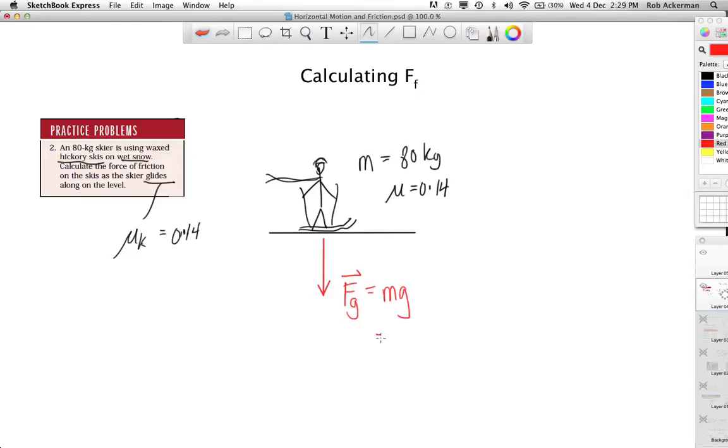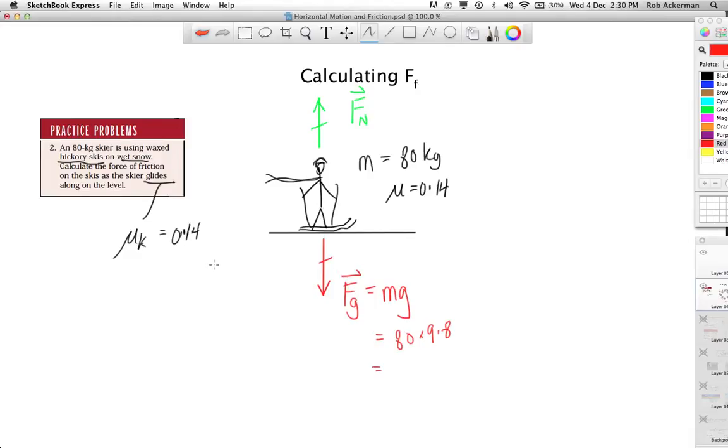That's mg. It'll be 80 times 9.8. And I'll get out my calculator in a minute for that. What else do we know? We know there's a normal force, which, if you are on a level surface, is equal in magnitude, so I'll put a little tick mark there, to the gravity force.